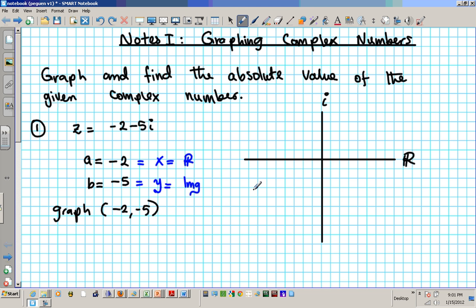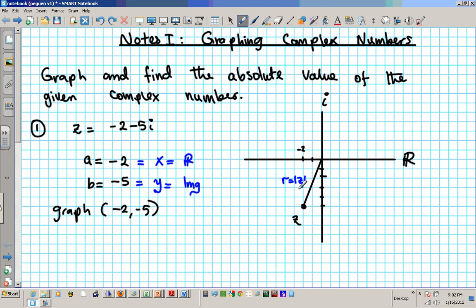So let's graph it. We're going to go 2 to the left. 1, 2. That's -2, and then we're going to go 5 units down for the y, or the imaginary part. 1, 2, 3, 4, 5. And there goes z. So that's the graph. Now you have to find the absolute value. The absolute value is also known as the r. The absolute value is basically this length right here. That is known as r, which is equal to the absolute value of z.